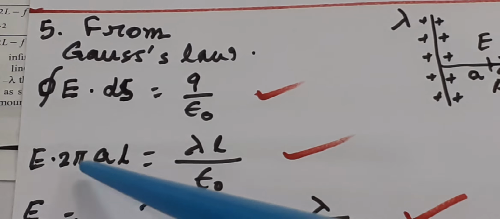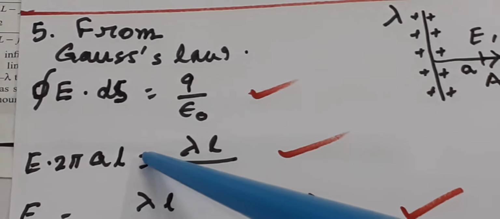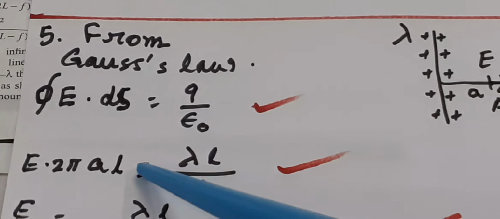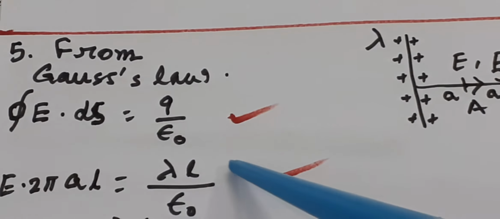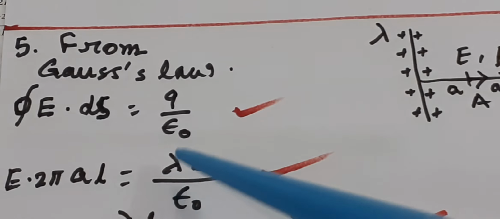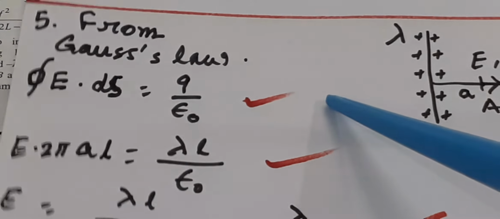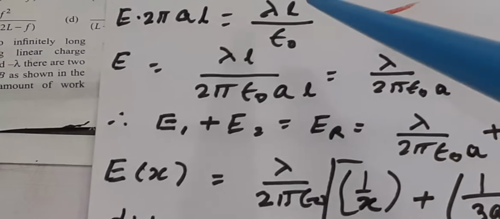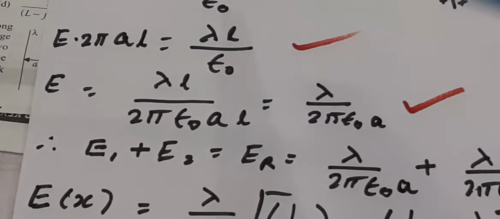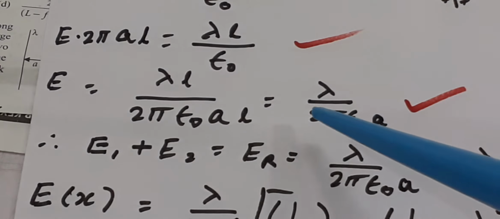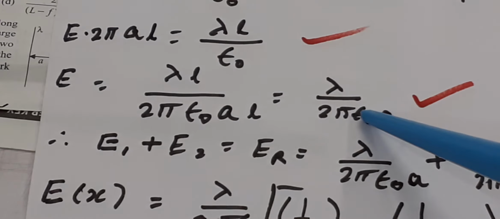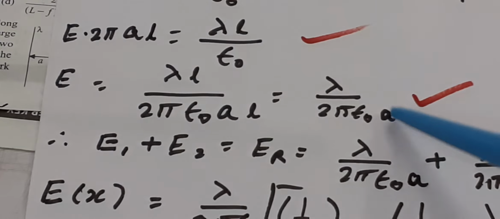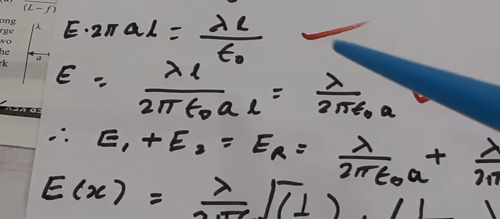That is E 2 pi A L is the total flux. That flux will be how much? We know Q by epsilon naught. How much charge is involved for a length L of the cylinder? Linear charge density into L by epsilon naught. So on both sides L is there, so L will cancel first. Then it will come lambda divided by 2 pi epsilon naught into A. That means lambda is constant, 2 pi epsilon naught is constant. Only variable is 1 by A. A will be the variable in this case.